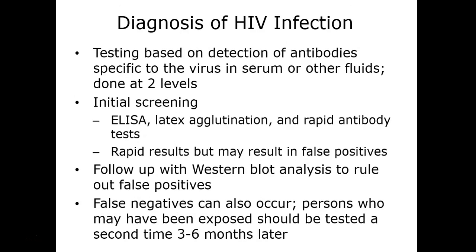So how do we diagnose HIV? Well, testing is based on looking for antibodies in the blood specific to the virus. Initial screenings can include things like the ELISA assay, antibody tests. Follow-ups with the Western blot analysis will serve as your confirmatory tests from the presumptive ELISA testing. And it is possible to have false negatives. So folks who often receive one test will receive a second one several months later to confirm if there is a positive.